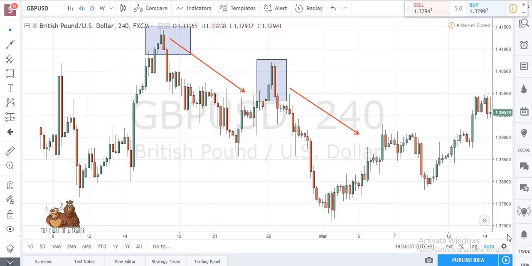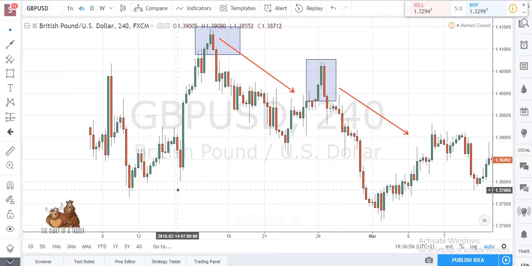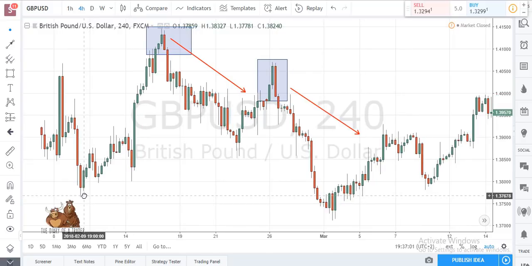So there are two types of tweezers, as with many other candlestick patterns. Those are a tweezer top and a tweezer bottom. In this particular chart, the pound dollar 4-hour chart, we have an uptrend. This is the first condition that you must fulfill if you believe that a tweezer pattern is in place. So this is an uptrend.